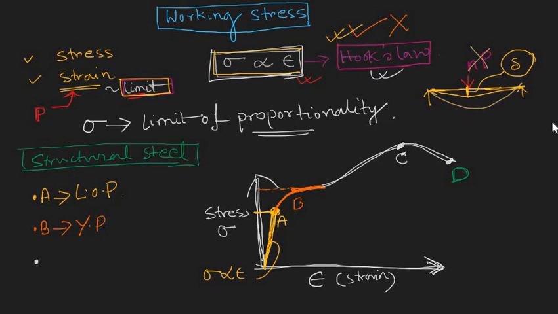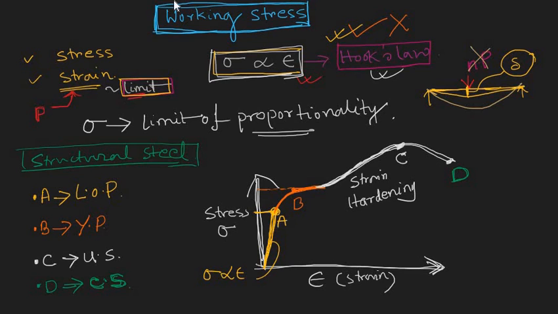Okay, and the third point is the ultimate stress or ultimate strength. And this portion is also known as strain hardening. Okay, strain hardening portion. And then finally we have reached point D, that is your crushing strength, or collapse strength, or rupture strength.